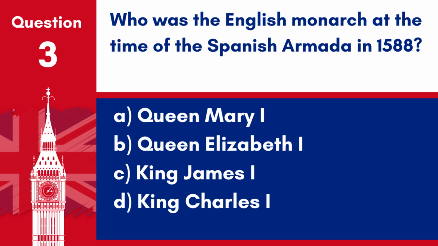Question 3. Who was the English monarch at the time of the Spanish Armada in 1588? A. Queen Mary I. B. Queen Elizabeth I. C. King James I. D. King Charles I.